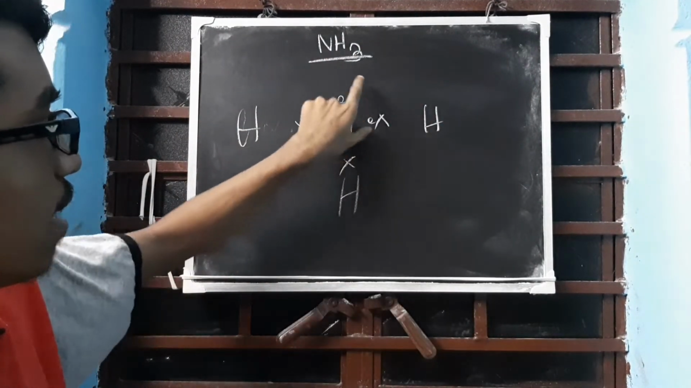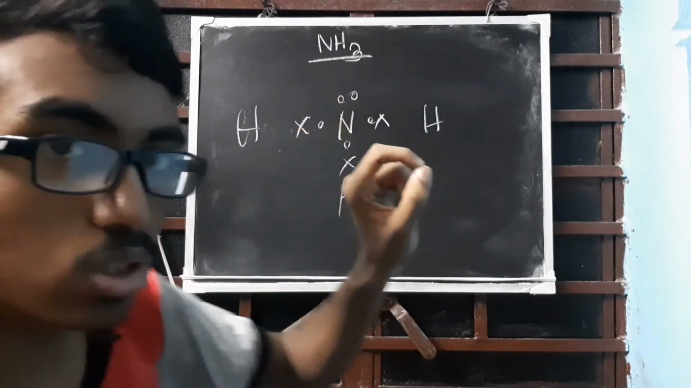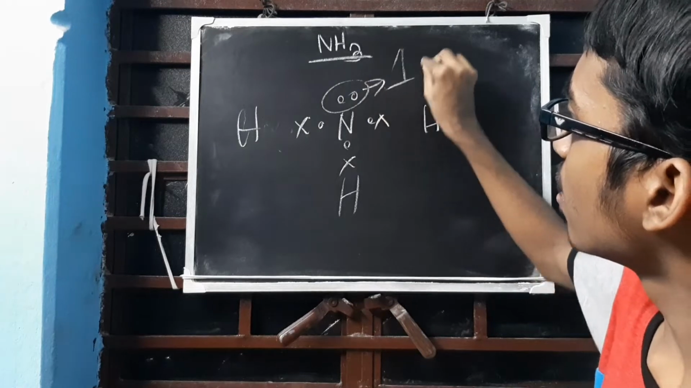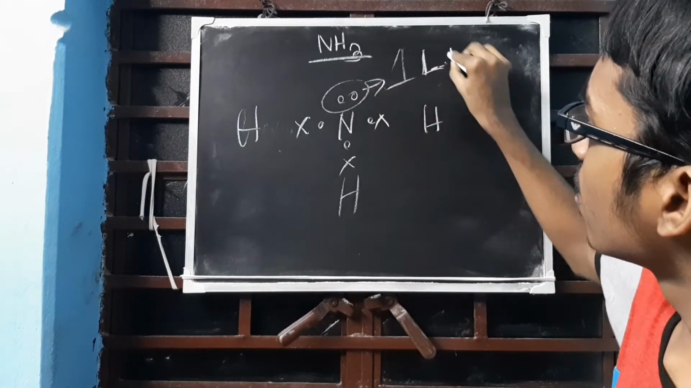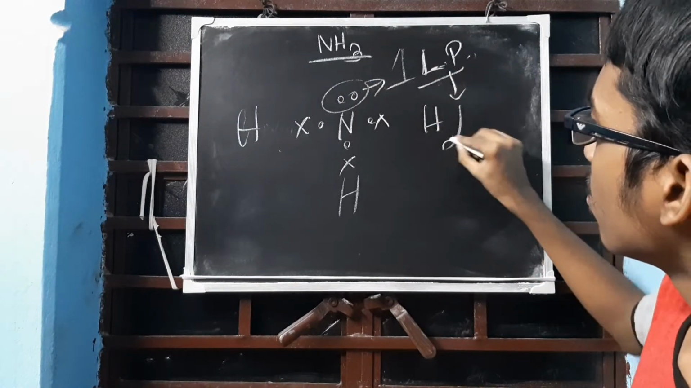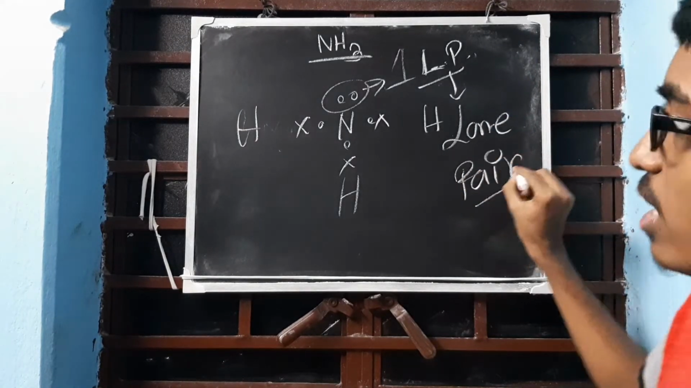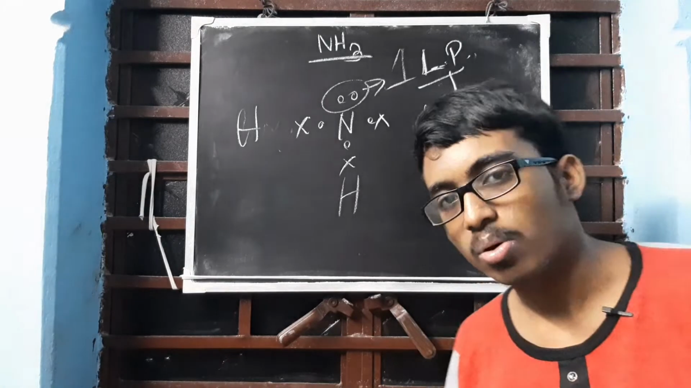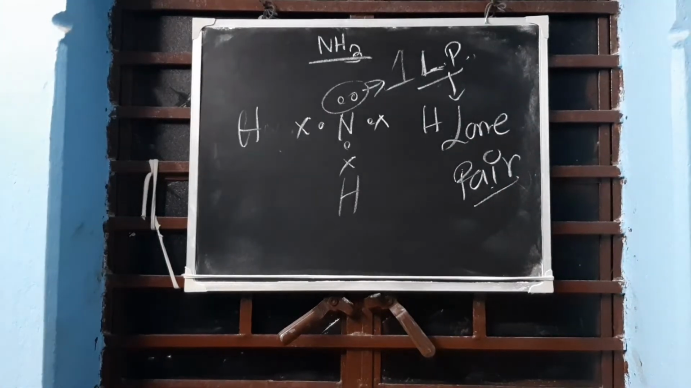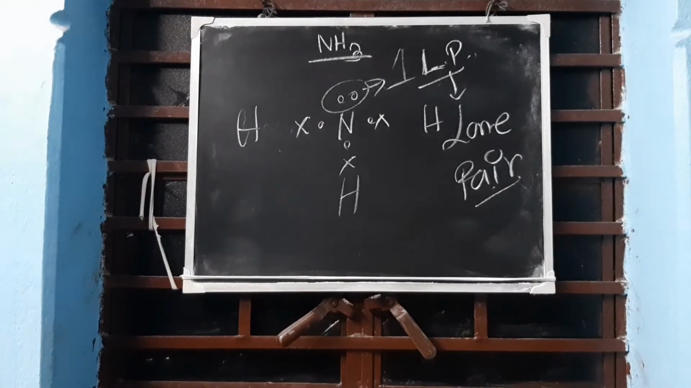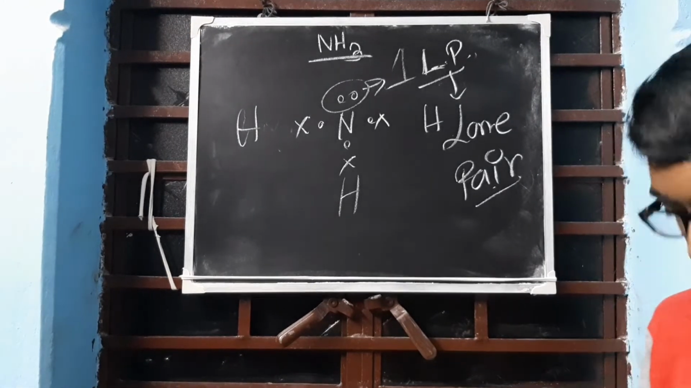Nitrogen at the center has one lone pair. This needs to be taken into care, that it has got one lone pair. Do not write LP. What will you write it as? Lone pair. I am writing here in short, but do not write LP. So it has one lone pair of electrons.